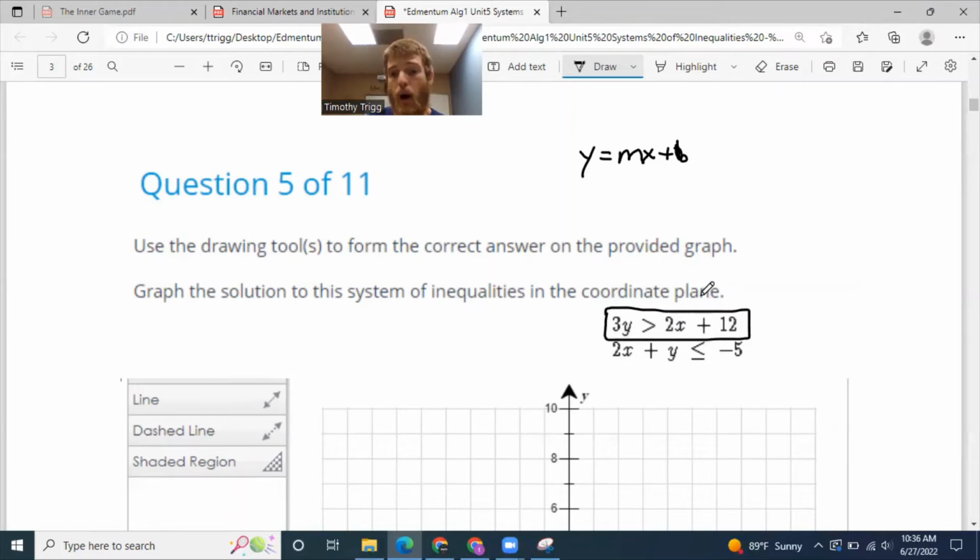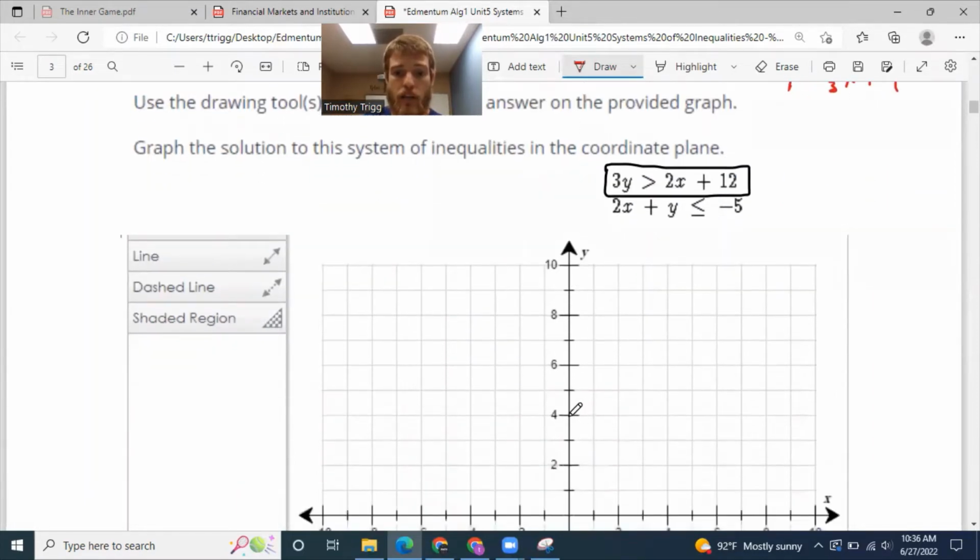Well, notice it's 3y is greater than, by the way, I hope you're writing this all down, 2x plus 12. Let's get y by itself, and the way we're going to do that is divide both sides of the inequality by 3, giving us that y is greater than 2/3 x plus 4. Okay, so what's our slope in this case? Our slope is 2/3, that's the m. And what's the b? The b is plus 4. So our y-intercept is 4.